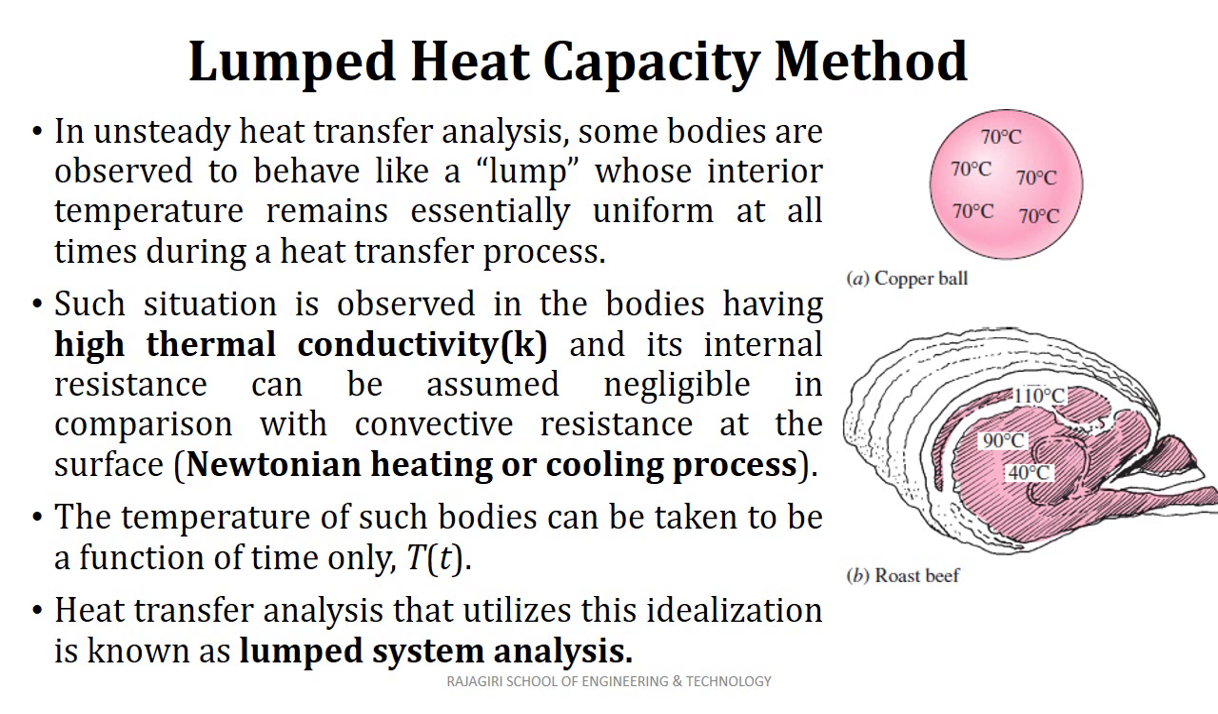Now, a major simplification is obtained here by assuming the temperature variations within the body are negligible. Suppose the body has a very high thermal conductivity. Obviously, the temperature variations within that body are always going to be very small, and its internal resistance can be assumed negligible in comparison with convective resistance at the surface. So the temperature of such bodies can be taken to be a function of time only. Heat transfer analysis that utilizes this idealization is known as lumped system analysis.